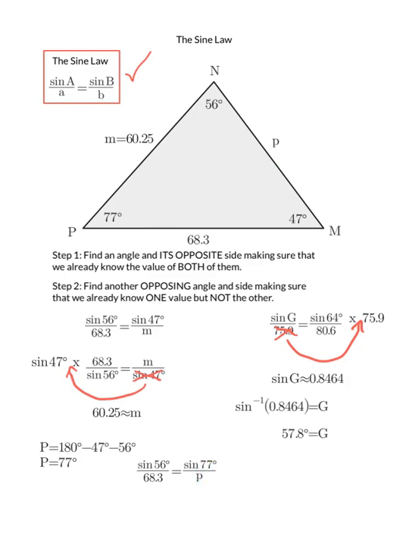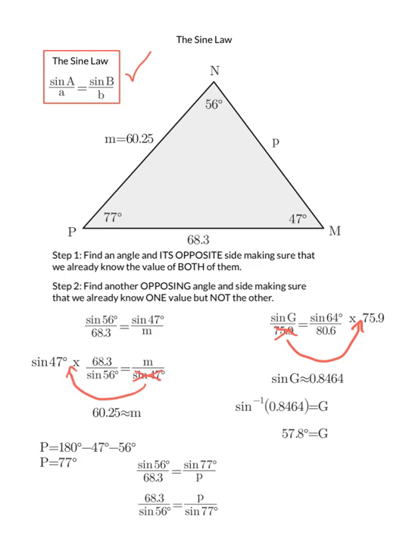All right, quickly double check that we did step 1. We found an angle and its opposite, and we put that on the left. 56 and 68.3 are opposite to each other. We know them both. Then find one where we know the one but not the other. 77 and p, they are opposite, and we know one of them. This is perfect. Now we can manipulate this. Look for the variable. Is it on top or on the bottom? If it's on the bottom, let's do a flip. So 68.3 over sine 56 equals p over sine of 77.